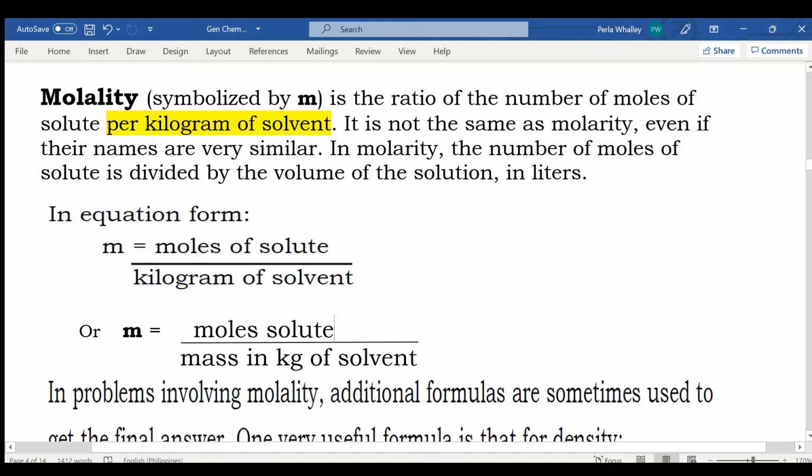Molality, symbolized by small letter m, is the ratio of the number of moles of solute per kilogram of solvent. It is not the same as molarity, even if their names are very similar. In molarity, the number of moles of solute is divided by the volume of the solution in liters. In equation form, molality is equal to moles of solute per kilogram of solvent, or moles of solute over mass in kilogram of solvent.